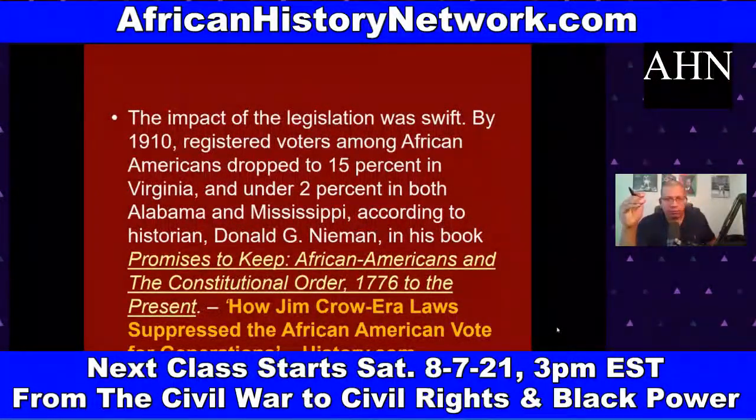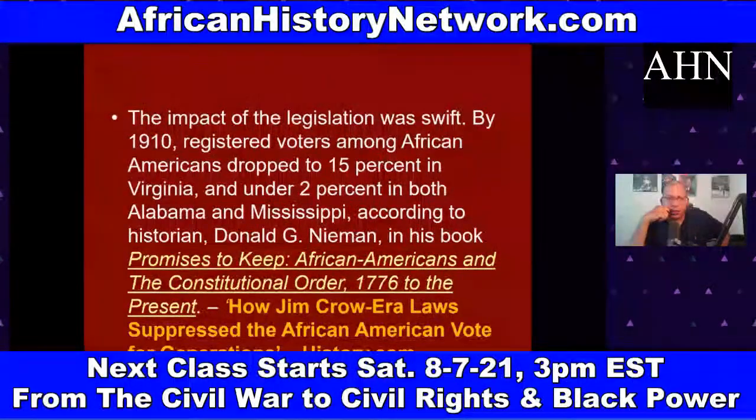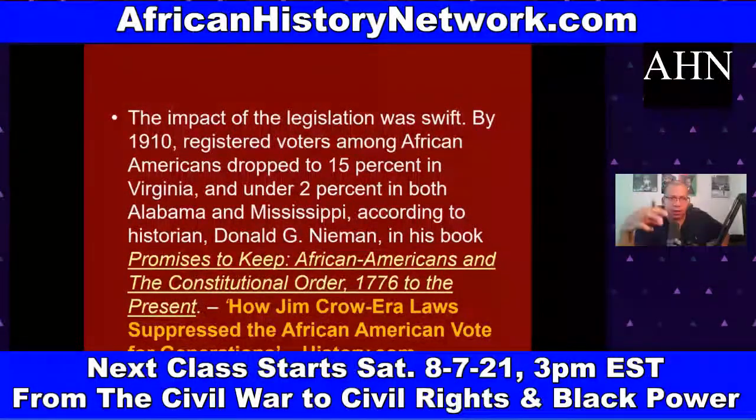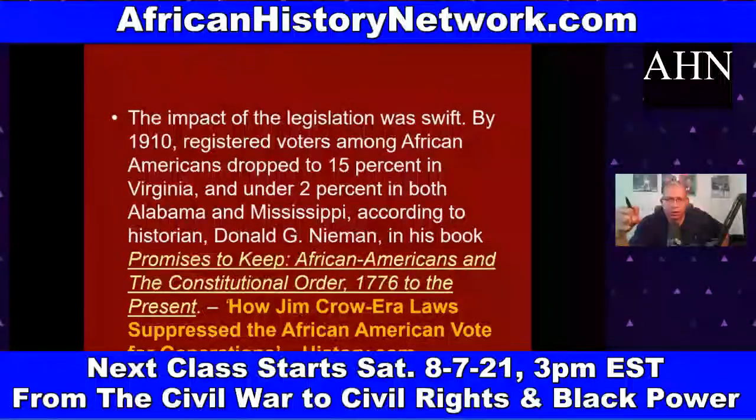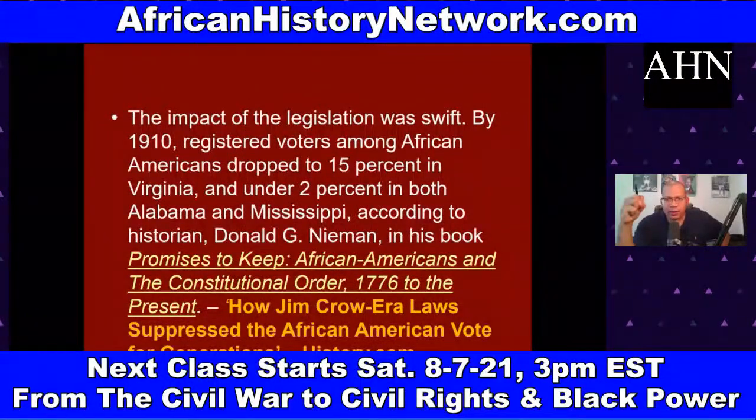By 1910, registered voters among African Americans dropped to 15% in Virginia and under 2% in both Alabama and Mississippi, because after that 1890 Mississippi State Constitution, other southern states started adopting similar state constitutions that had poll taxes and literacy tests and these obstacles to the 15th Amendment to reduce the number of African Americans voting and reduce the number of African Americans registered to vote.